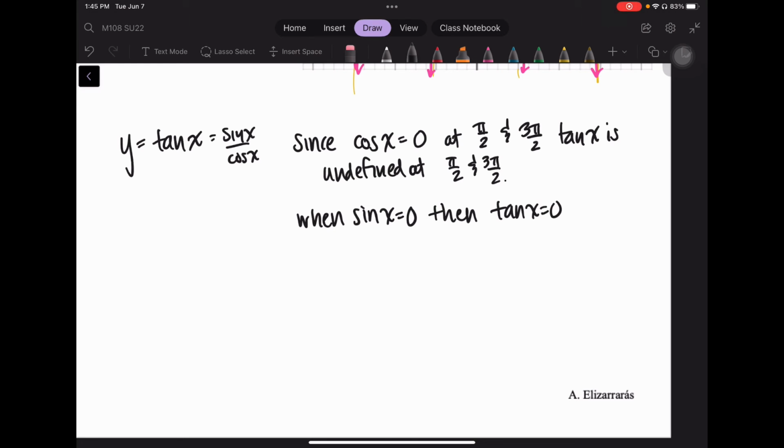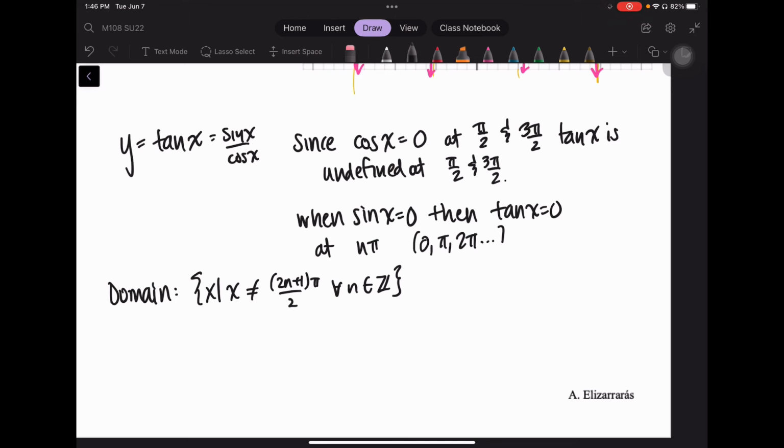Another thing to consider is that when sine of x is 0, then tangent of x is 0 because you're dividing 0 by anything. And this happens at multiples of pi. The domain of tangent then is everything except those odd multiples of pi over 2, when the function is undefined.